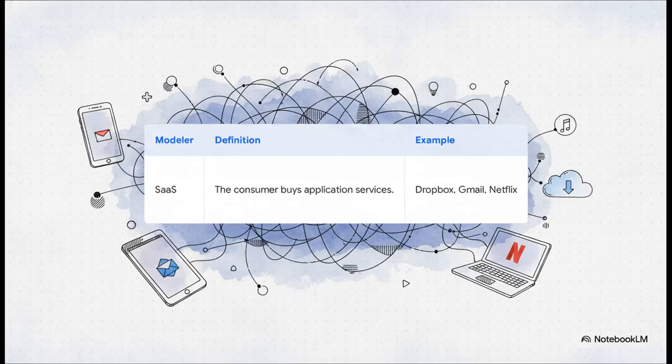And in today's world, we usually get these applications through something called software as a service, or SaaS for short. So instead of buying a CD in a box, you're basically subscribing to a service. And you use these all the time, probably without even thinking about it. Gmail, Netflix, Dropbox, they are all classic Level 6 applications delivered to you right over the internet.